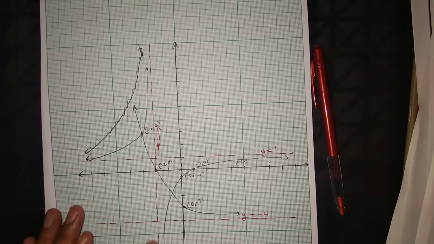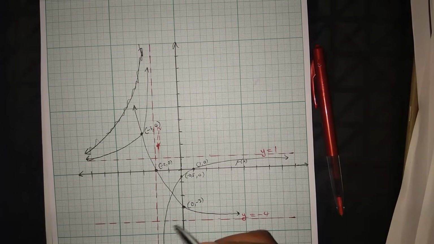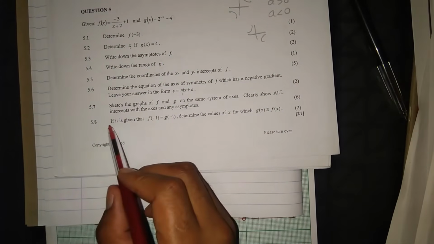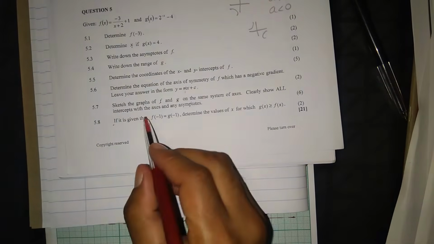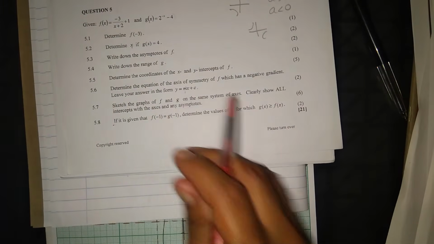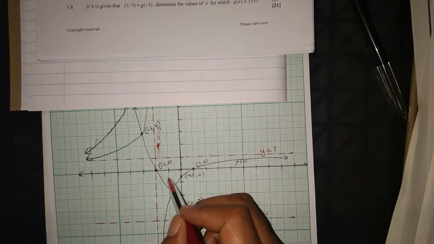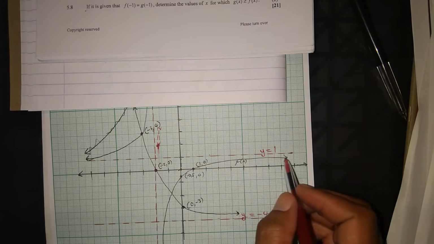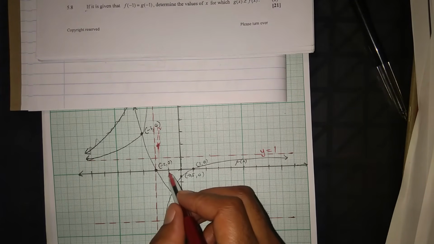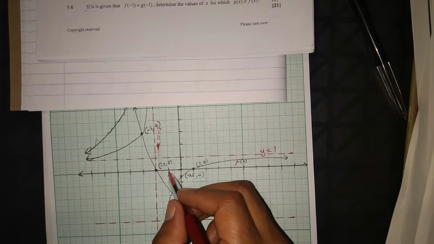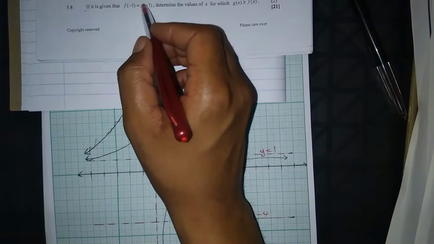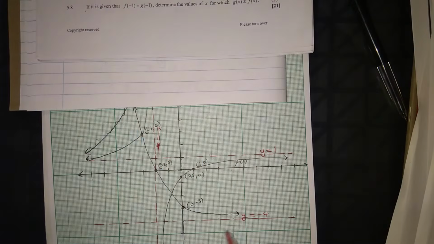Our sketches are complete, we showed the asymptotes, and we showed the intercepts for all the functions involved. Now 5.8. If it is given that f of minus 1, now this is f of minus 1. Okay, now I did not sketch to scale. So therefore f of minus 1 is only a y value, and it is also equal to g of negative 1.